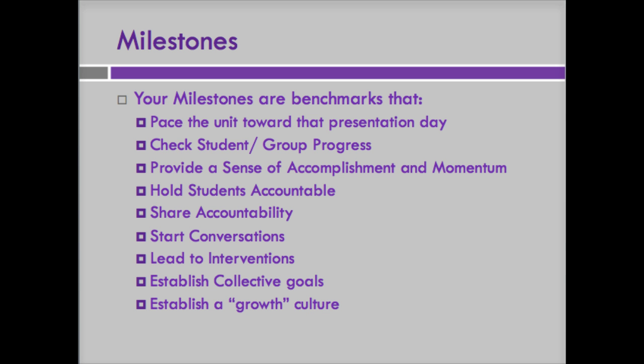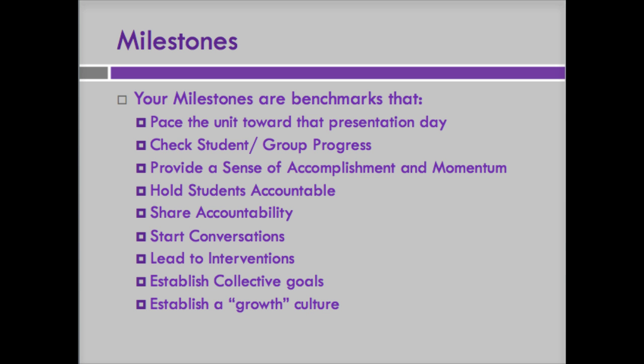So milestones. Milestones are benchmarks that pace the unit toward that presentation day. So they give you formative assessments to say, are my kids on pace to present to that authentic audience member at the end? They check student and group progress. They provide a sense of accomplishment and momentum in the student, so the students see themselves checking those things off and moving towards that end goal.